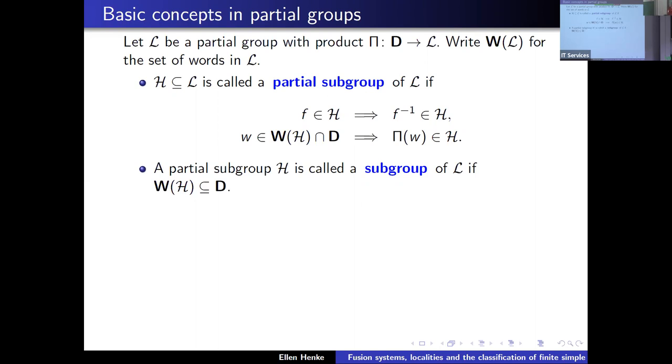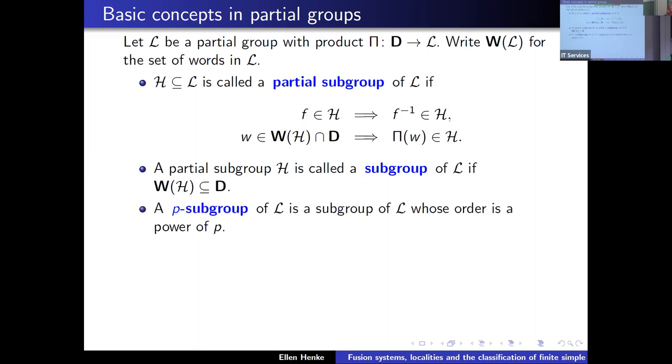Now, if the product is defined on all words in H, then actually this becomes a group. In general, it's just a partial group again, with the restriction of pi to W of H intersect D. And then we call it a subgroup if it is actually a group. So in particular, we have a natural notion of p-subgroups. We take actual subgroups and call them a p-subgroup if the order is a power of p.